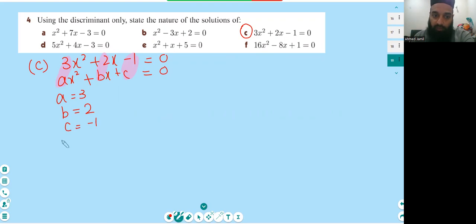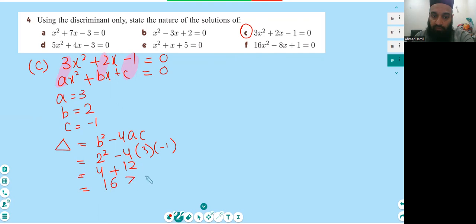Now, finding the discriminant, which is delta equal to B squared minus 4 times AC. B is 2, so 2 squared minus 4 times 3 times negative 1. So we get 4 minus into minus plus, 4 3s are 12. So it is 16, right? And obviously it is greater than 0. So in this case, when the discriminant is greater than 0, we say two distinct real roots, right?